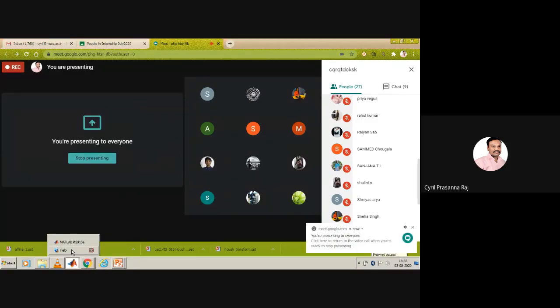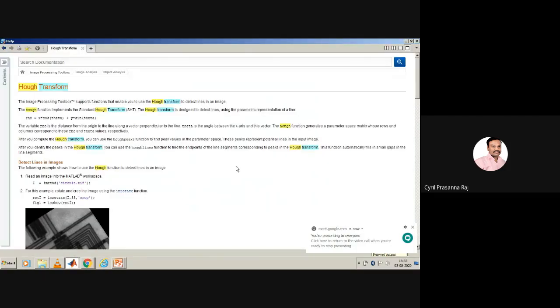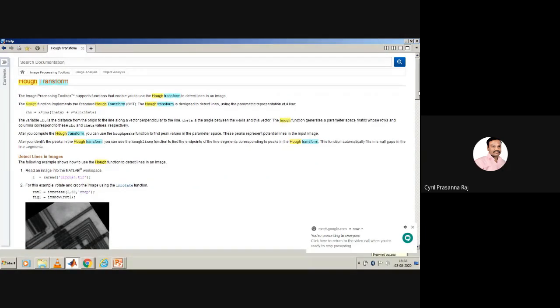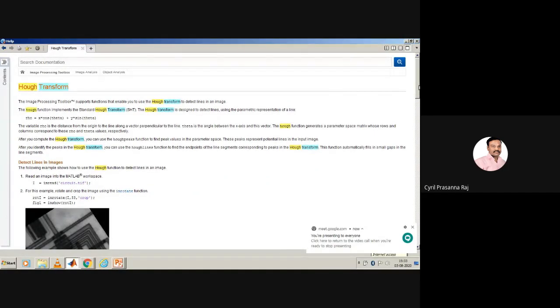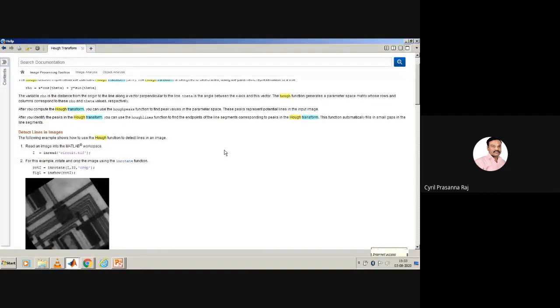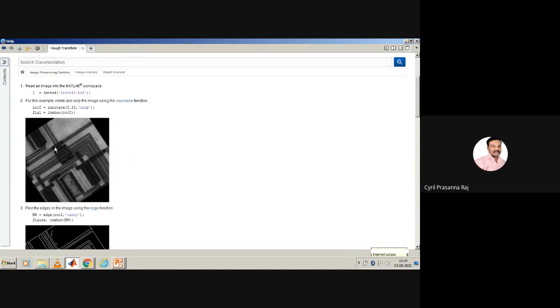If you see this example, it clearly illustrates what Hough transform is and how it can be used for various applications. Let me tell you what this example is all about. Here they have illustrated how to use the concept of Hough transform to develop multiple examples and applications. They have taken an input image called circuit.tif. It's an inbuilt image available in MATLAB. Using this command, I is equal to imread, they are able to read the image.